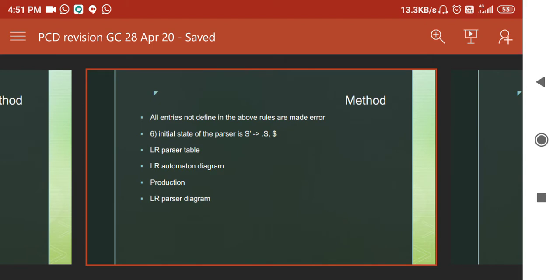So these are some important questions that they normally ask in university exams. So concentrate on these topics.